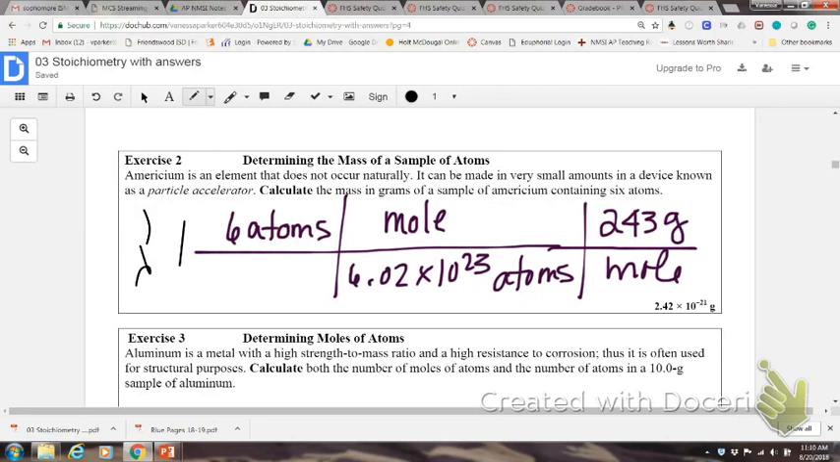Where did you get the 243? That's the molar mass of americium. Is it on there? Yeah, Am 95. Okay, you should get the answer now.